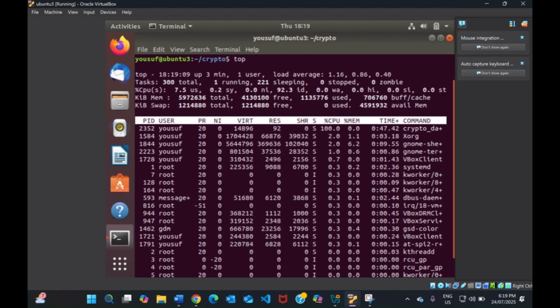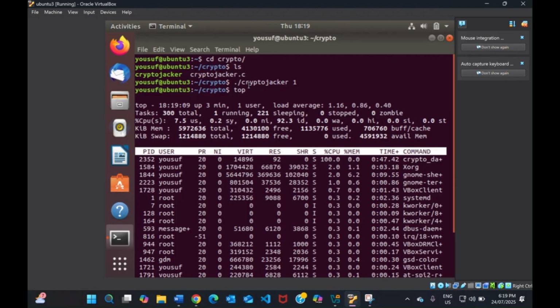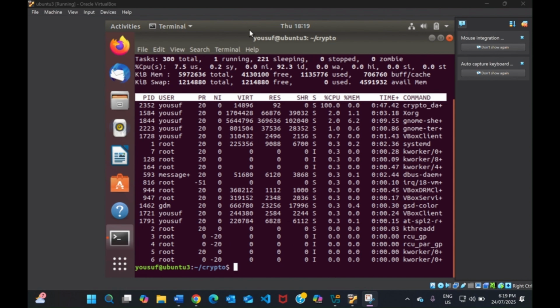Now, another feature of this is that I've daemonized it such that I can spawn the process and it doesn't occupy the terminal. I can do anything with this terminal and the cryptojacker process will keep running. So I've daemonized it to run in the background.